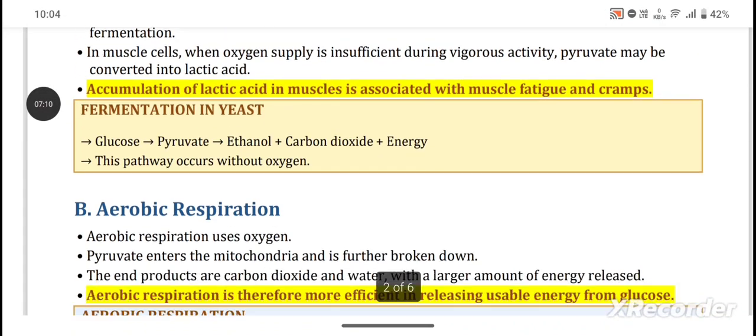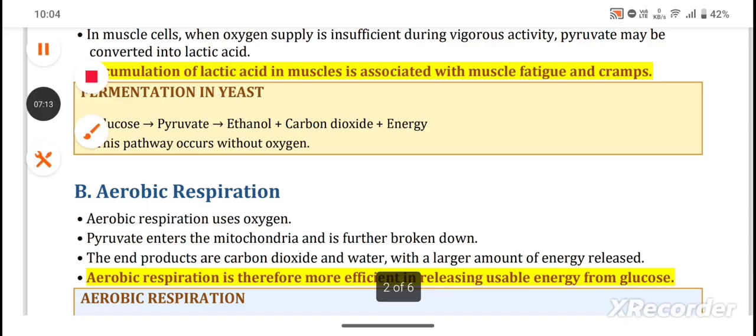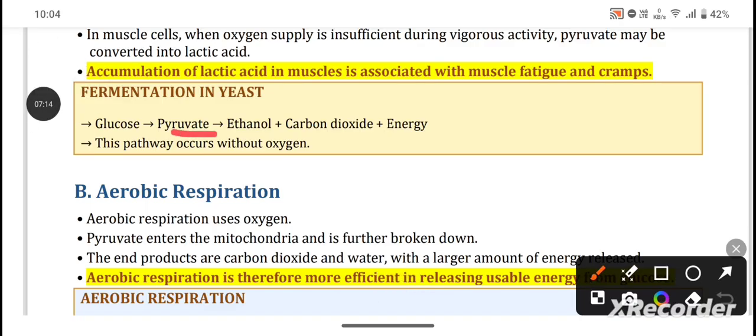fermentation. So fermentation in yeast is where glucose is converted into pyruvate, and the pyruvate will be converted into ethanol and CO2, and gives a certain amount of energy. So in anaerobic respiration, a very minute amount of energy is generated when compared to aerobic respiration.